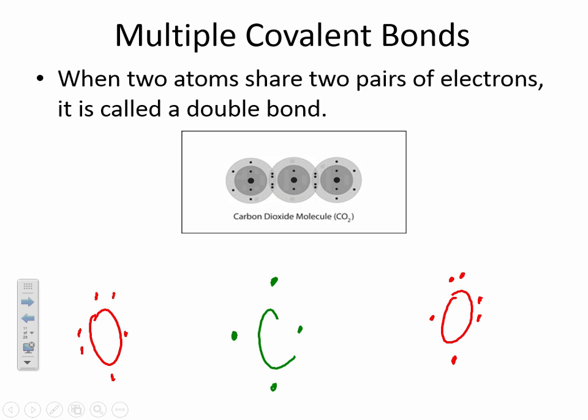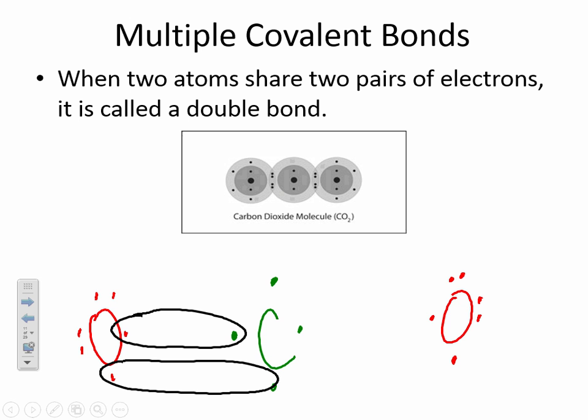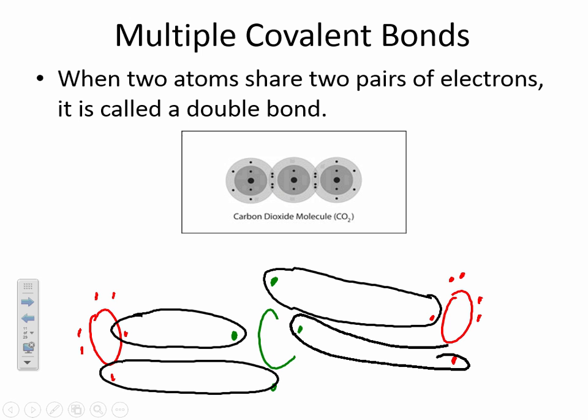Now to share, what's going to happen? Carbon's going to share this one and this one. And they're going to share on this side this one and this one. If you count up the total number of electrons for carbon in the middle, you get 1, 2, 3, 4, 5, 6, 7, 8. You get 8.